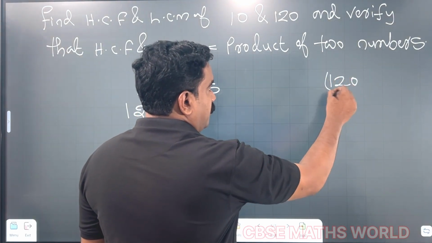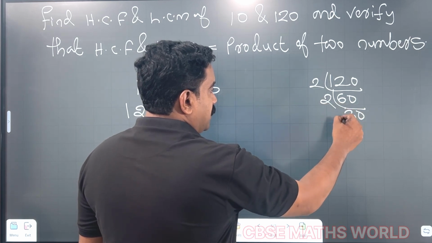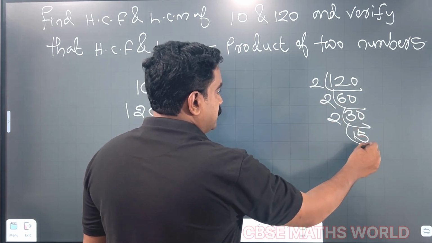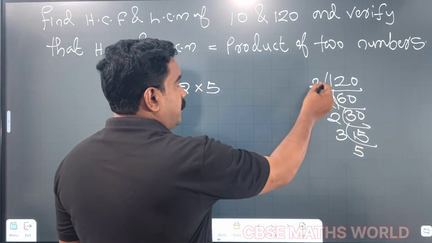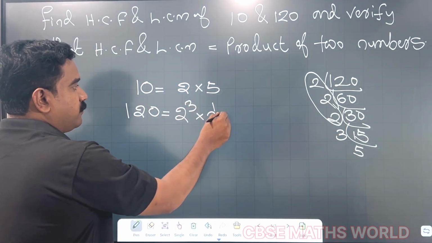Look, 120 with the 2 you can write 60, again with the 2 it is 30, then with the 2 it is 15, then with the 3 it is 5. Stop here. So how many 2s? 3 twos. So it is 2 raised to 3 into 3 raised to 1 into 5.